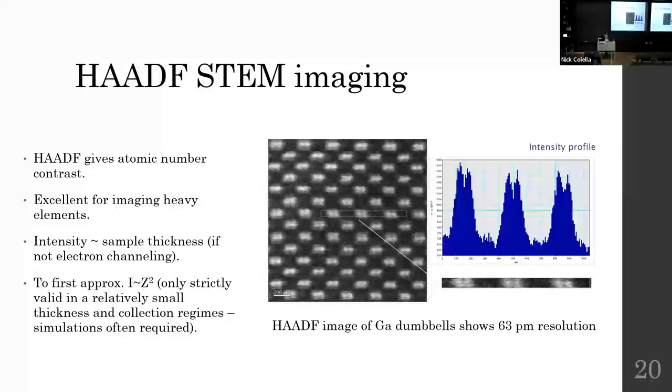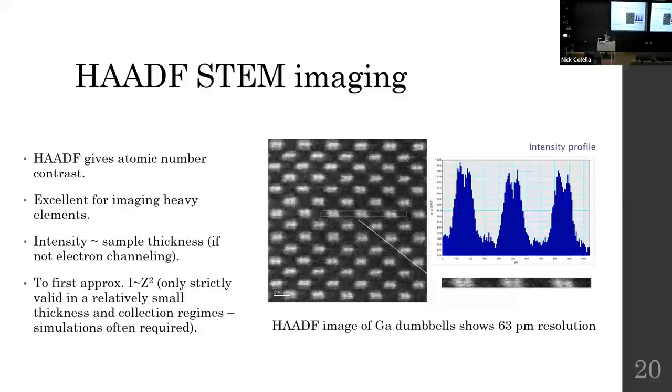This is an example of what a HAADF STEM image looks like. This is gallium dumbbells. And it says here, the separation is 63 picometers. So that's really, really small. And we can see here, we've got these two bumps. These we call dumbbells. And we can see there's a little gap in between them. And that's the 63 picometers. So that's us showing off the kind of resolution we can achieve. If you've got a HAADF signal, the stronger the scatterer, or the more scatterers, the stronger the intensity.